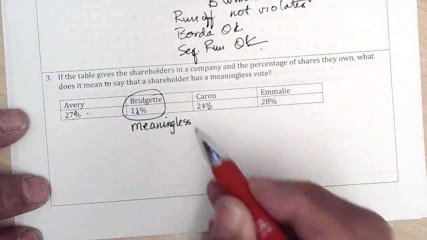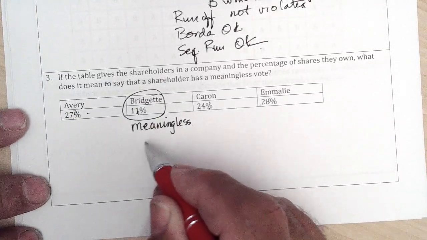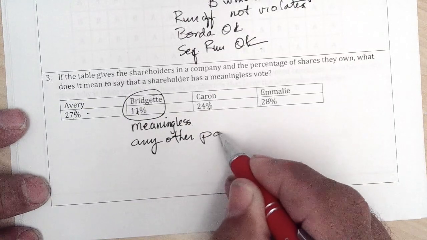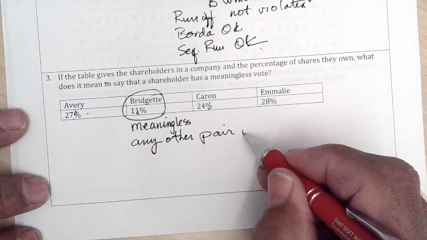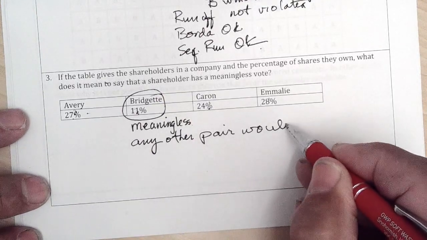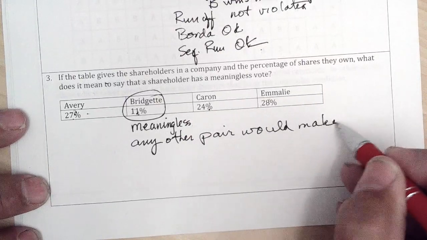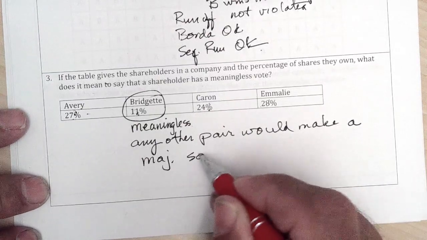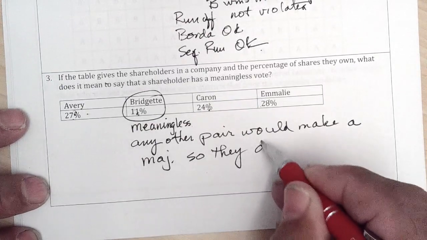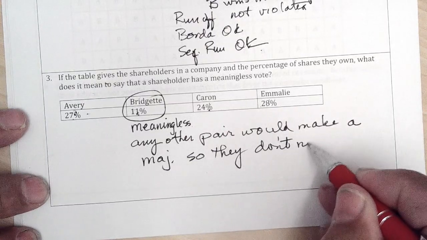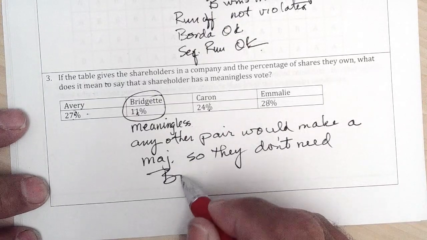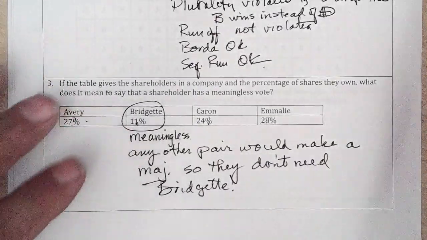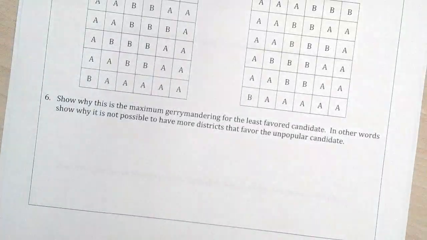So meaningless because any other pair would make a majority. So they don't need Bridget. Okay. All right.